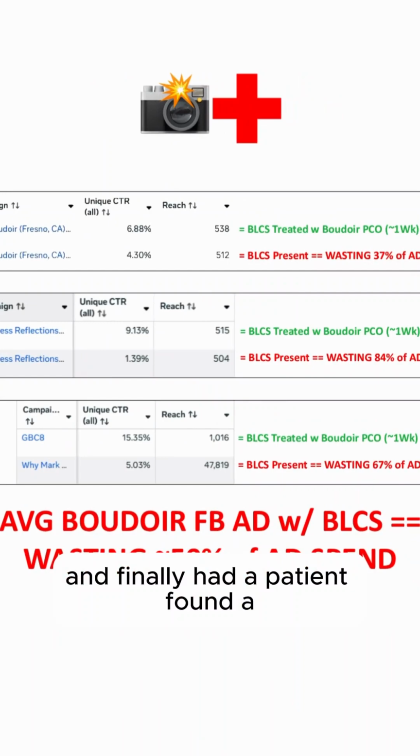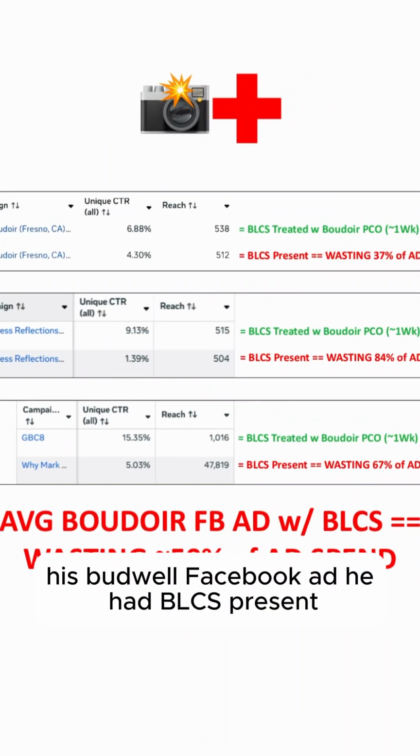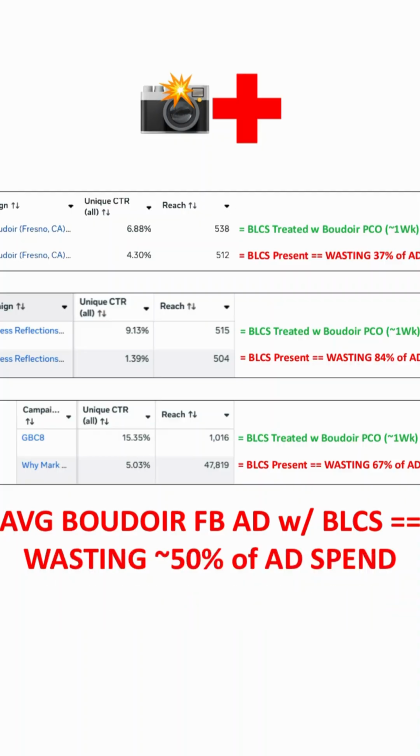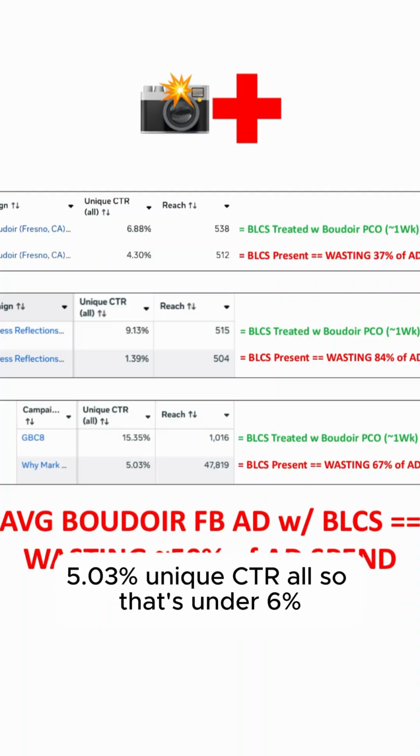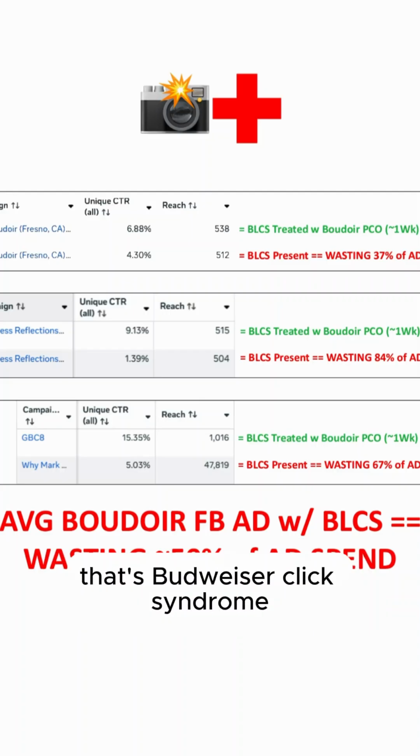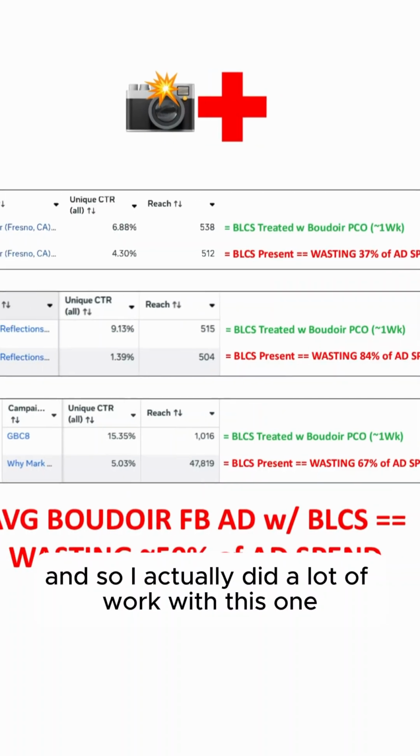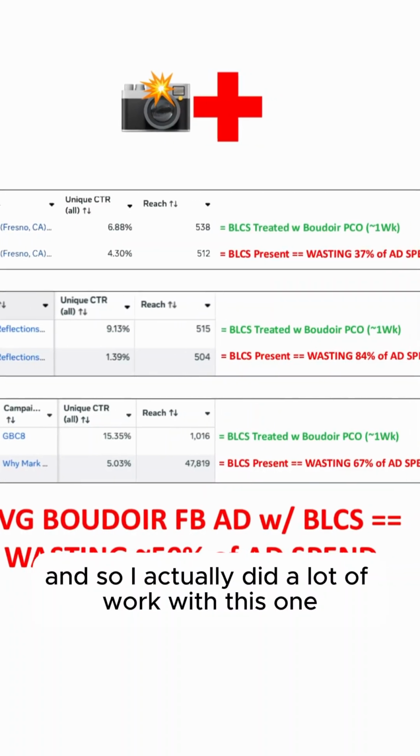And finally, had a patient, found out his Boudoir Facebook ad had BLCS present, 5.03% unique CTR, so that's under 6%. That's Boudoir low click syndrome. And so actually did a lot of work with this one.